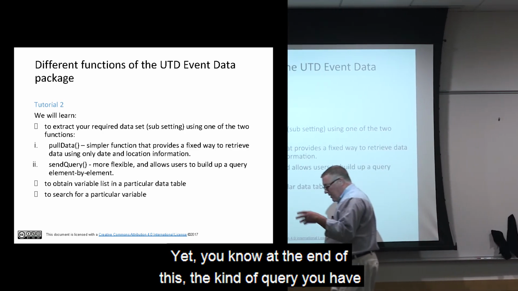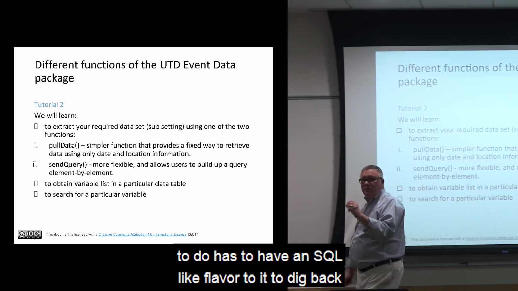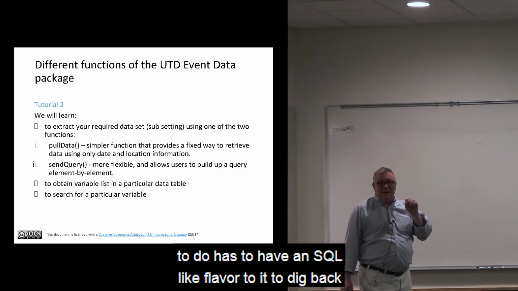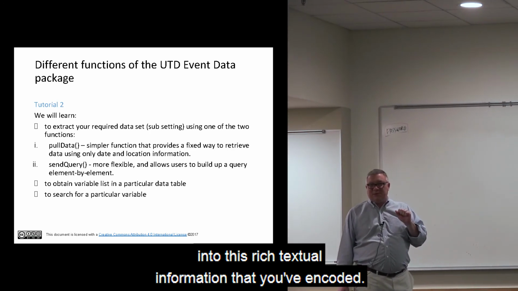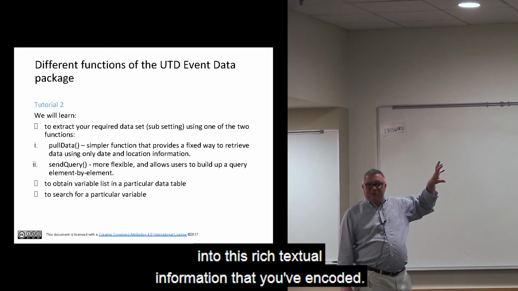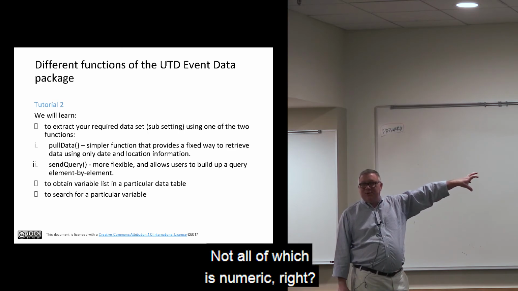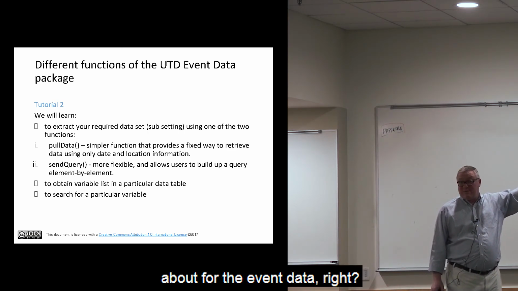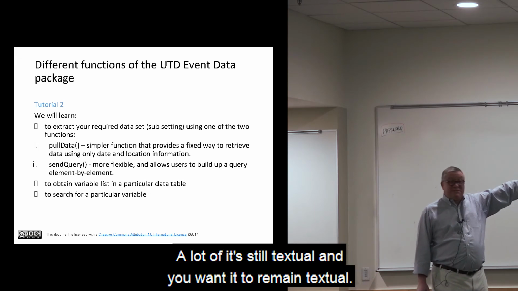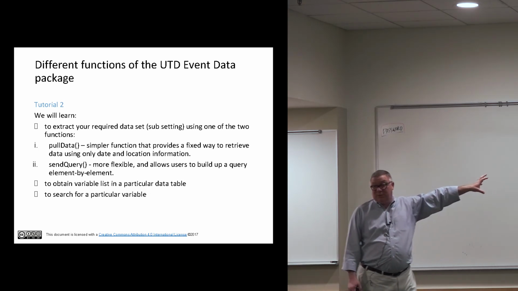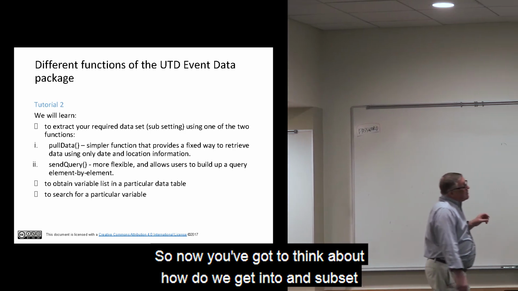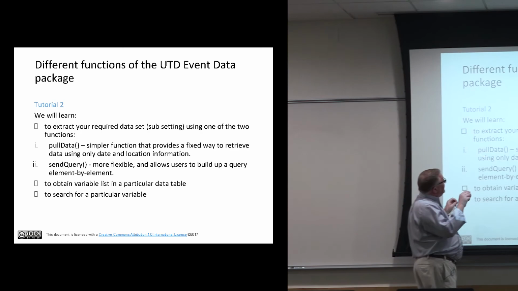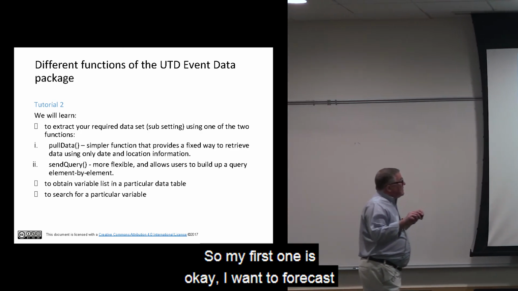Yet you know that at the end of this, the kind of query you have to do has to have an SQL-like flavor to dig back into this rich textual information that you've encoded. Not all of which is numeric. You've seen the data fields I'm talking about for the event data. A lot of it's still textual, and you want it to remain textual. So now you've got to think about how we get into and subset that in a way that works for people who really understand the data in different ways.